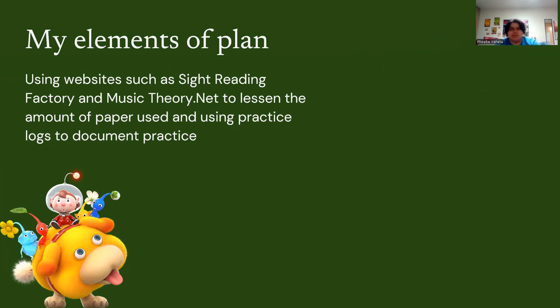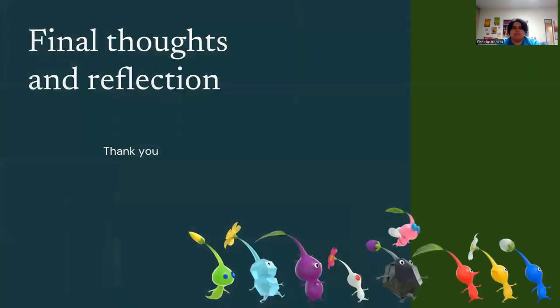kind of like we do in ear training and sight singing. I would also use paper, and maybe even some notation software would be really good for this too. But I didn't really look too far into that, because ideally I'm thinking of something that's easy to understand. Thank you for listening.